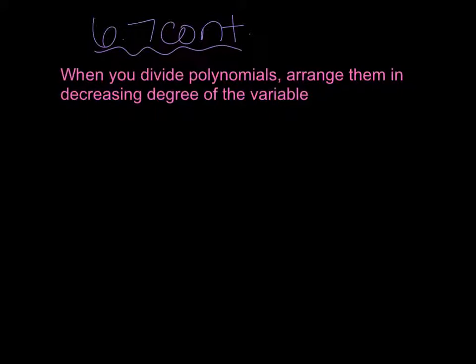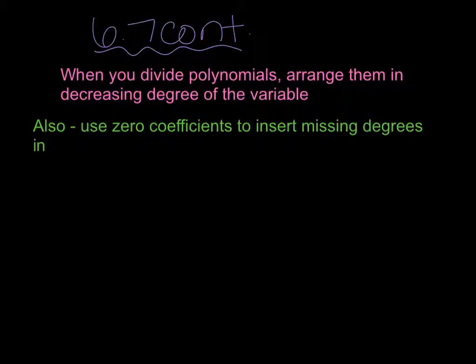And then the second thing, which is the super new thing, because we have actually talked about putting things in order. The second thing that we have to look at today is that we're going to have to use a zero coefficient to insert missing degrees in a polynomial. Which, once again, probably doesn't make any sense. You have no idea what I'm talking about. But don't worry, I'm going to explain this one too. So use zero coefficients to insert missing degrees into a polynomial.